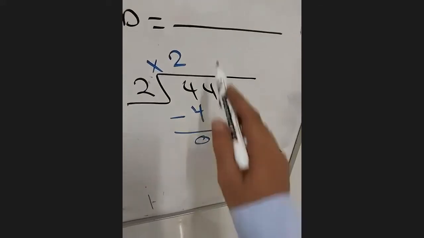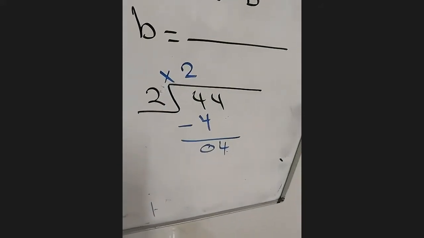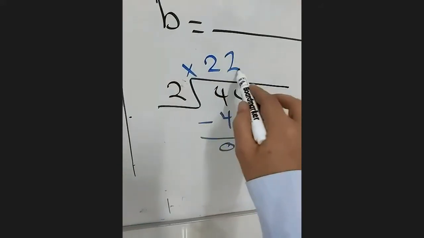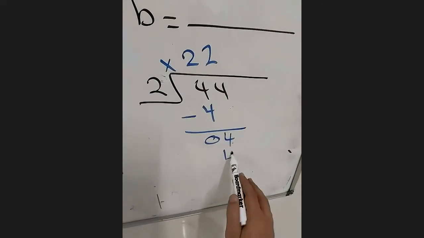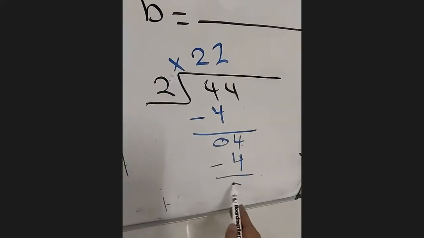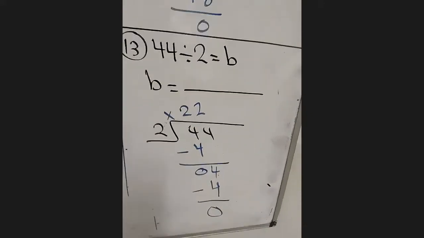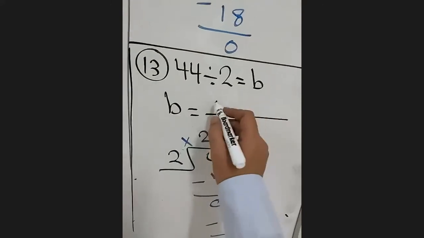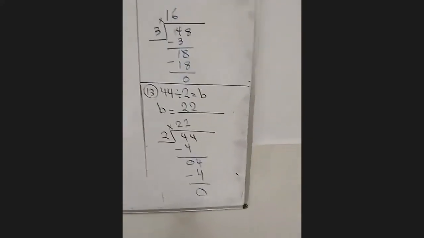Then down the 4. 4 divided by 2, another 2. Excellent. 2 multiply 2 is 4. Subtract, 0. The answer is equal what, Ahmed? 22. So b equals 22. Excellent, Ahmed. Thank you.